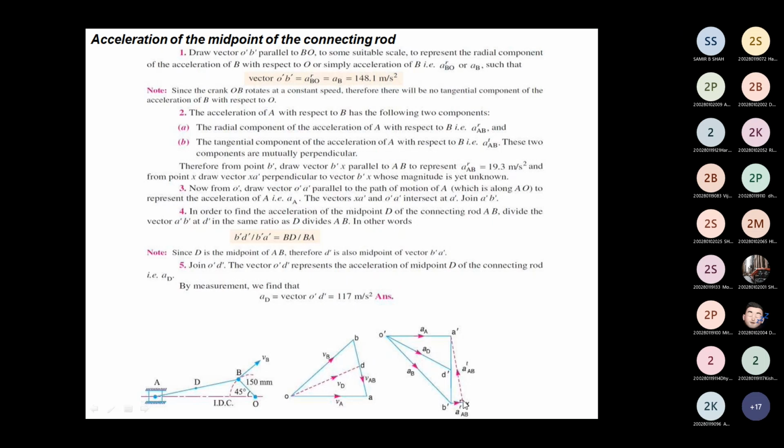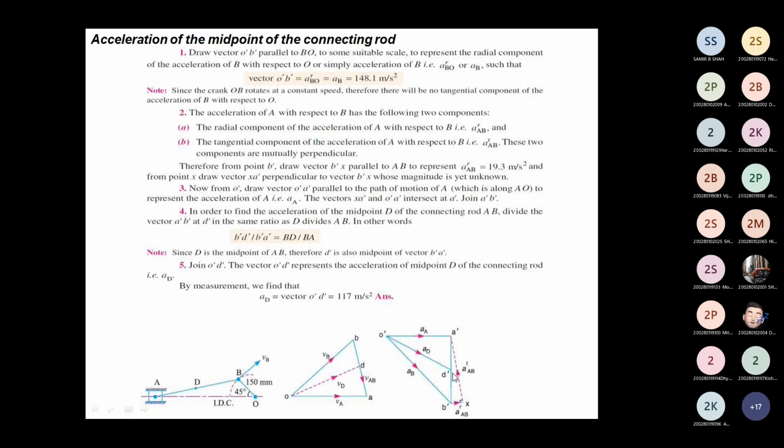Initially draw the radial part of AB link. After that, draw the tangential part of AB link. But we don't know the dimension of the tangential part, so we draw the parallel imaginary line from O dash, which intersects at A dash. After that, we join B dash with A dash, means the starting point of the radial part and the end point of the tangential part. If we join both parts, then we get the acceleration of that link, here AB. So the acceleration of AB link we get in this way.